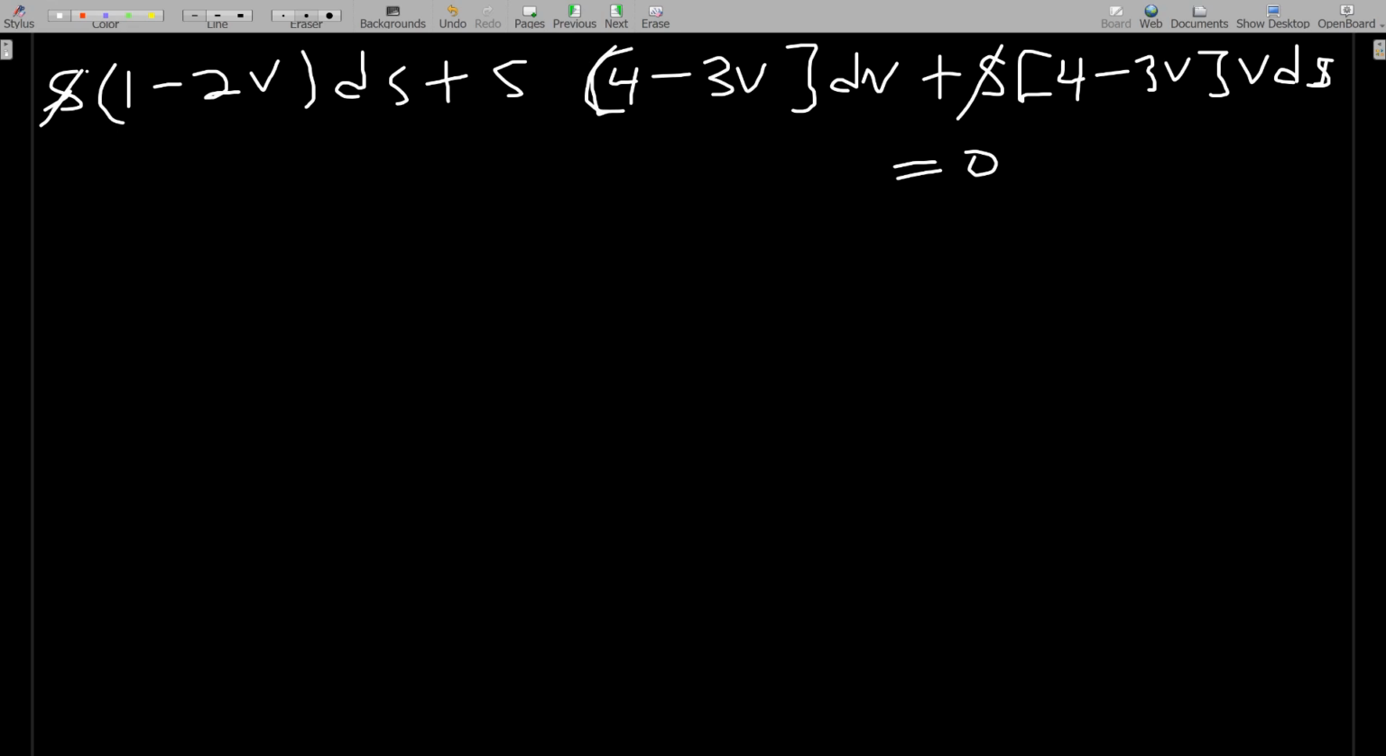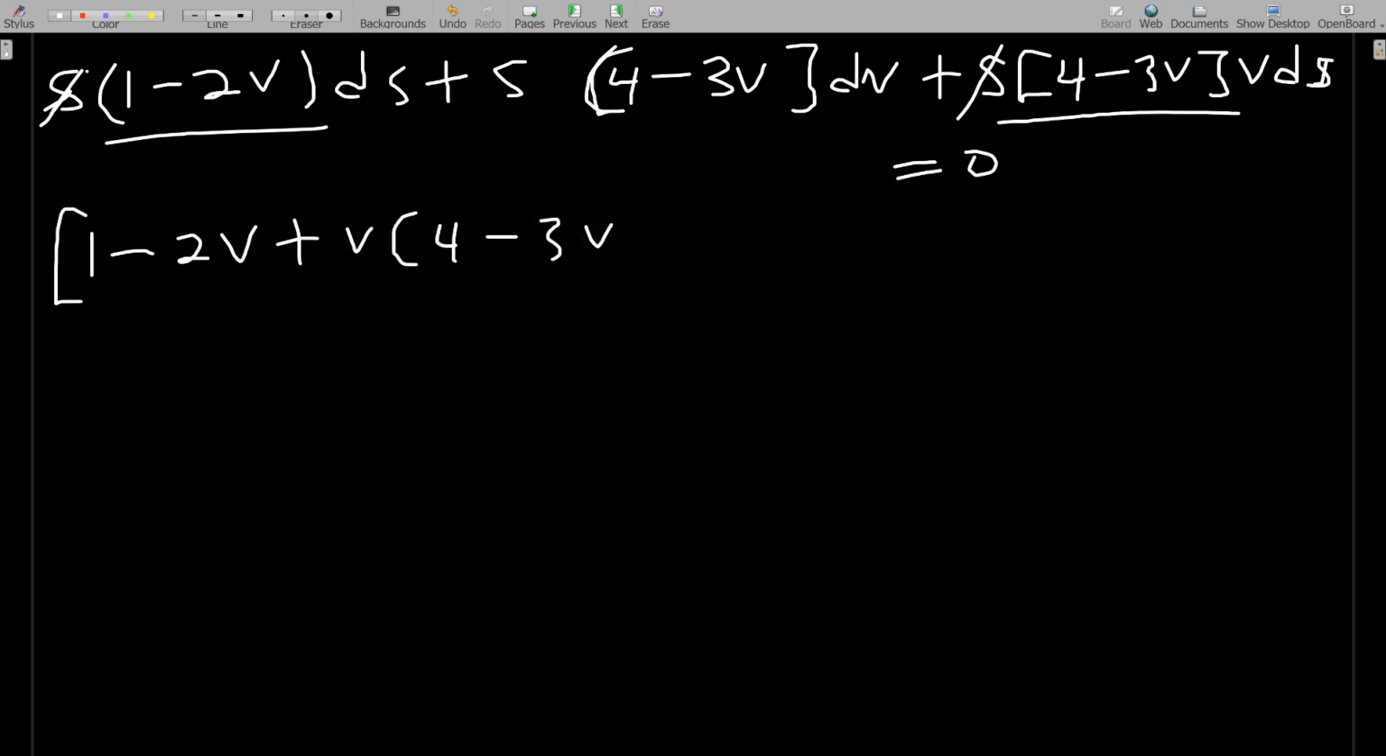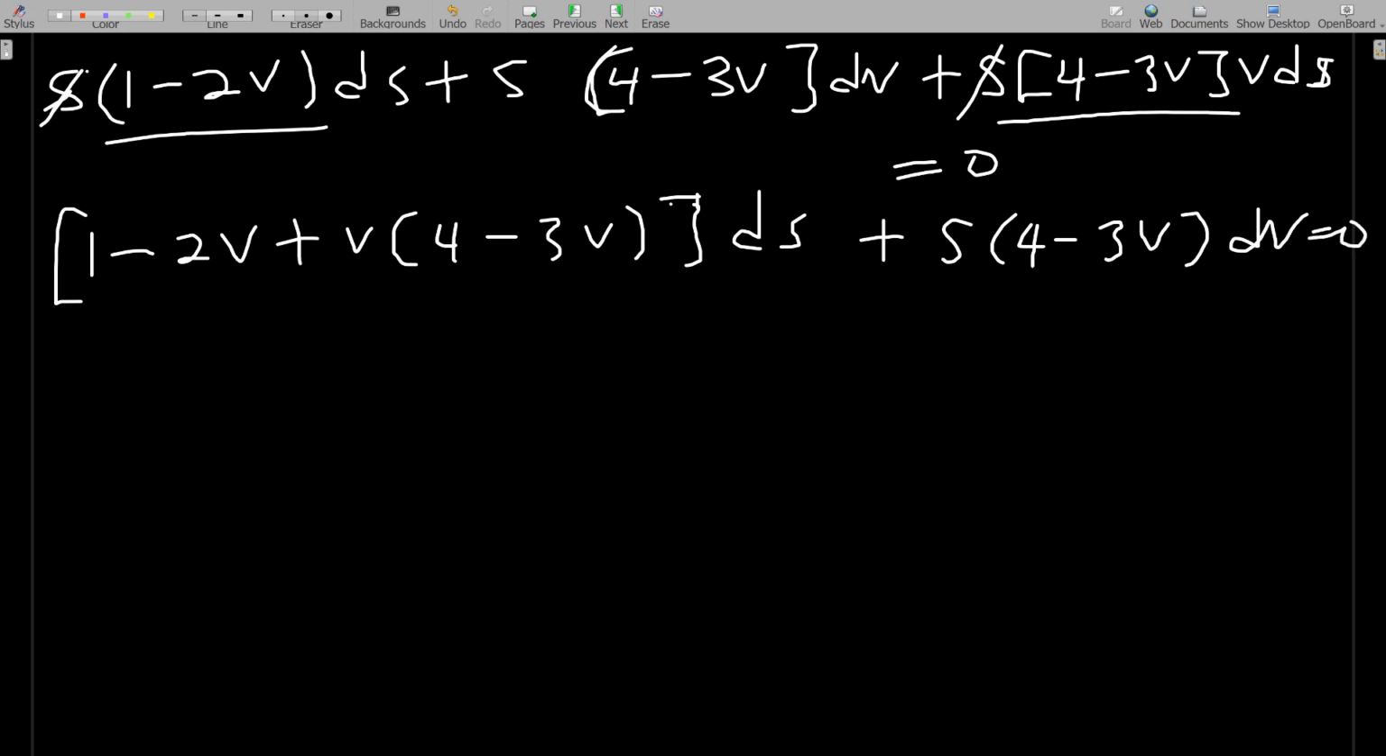So let's actually combine the s components. Okay, so I have 4 minus 3v multiplying v ds here, and I have this ds here. So in effect, I'll get 1 minus 2v, then plus v into 4 minus 3v, right? Or ds. And then with this one, I'll have plus s into 4 minus 3v dv, and this is equal to 0, right?